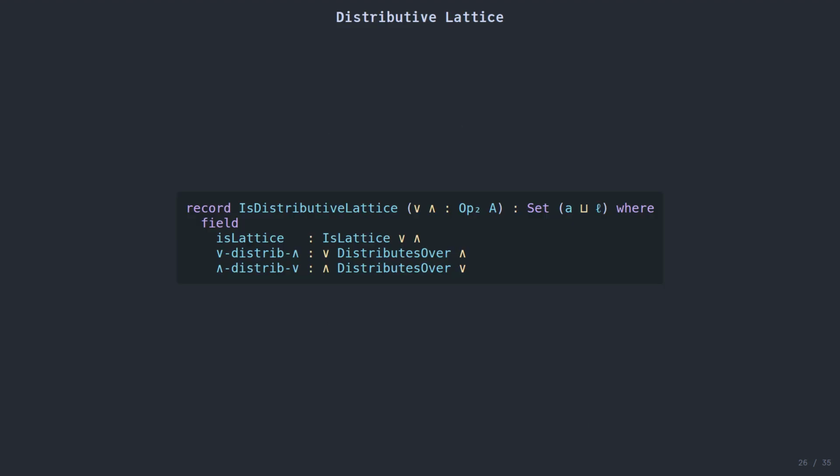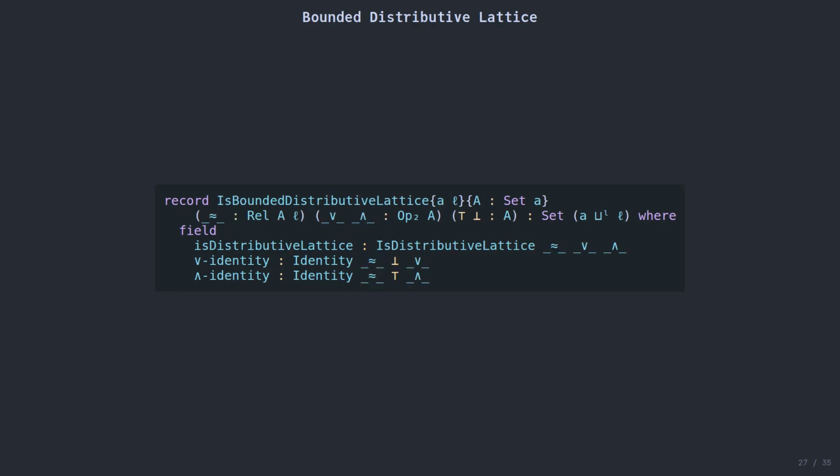A distributive lattice is simply a lattice where join distributes over meet and meet distributes over join. These extra laws ensure that the structure behaves algebraically, like arithmetic on sets, or like logical conjunction and disjunction. The definition from the standard library is shown on the screen. It states that we begin with a lattice and then require two distribution properties. Join distributes over meet, and meet distributes over join. This gives us a very well-behaved structure, one that supports elegant reasoning and powerful program transformations.